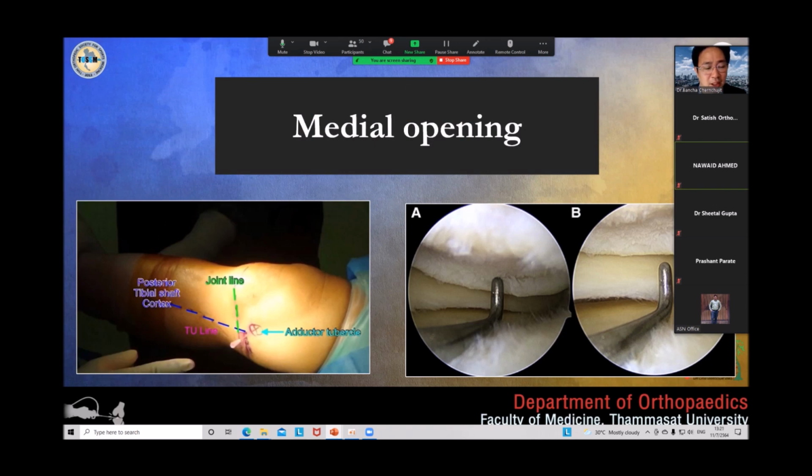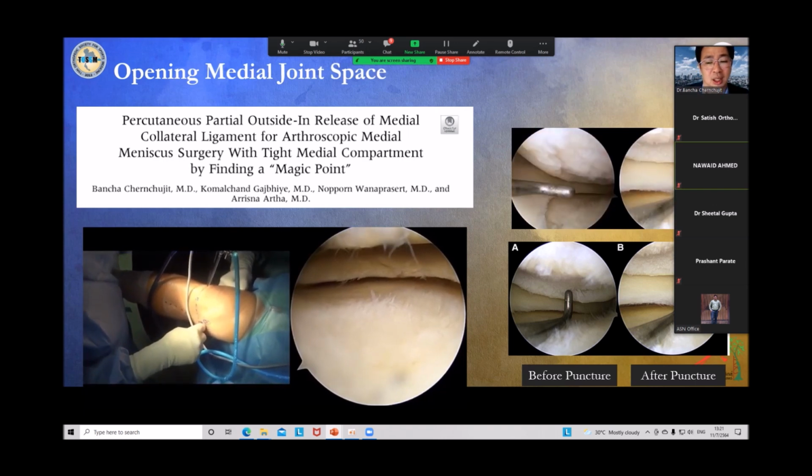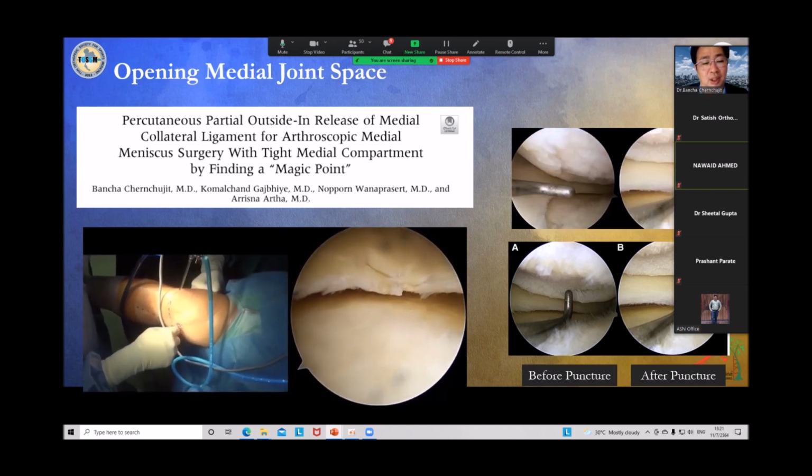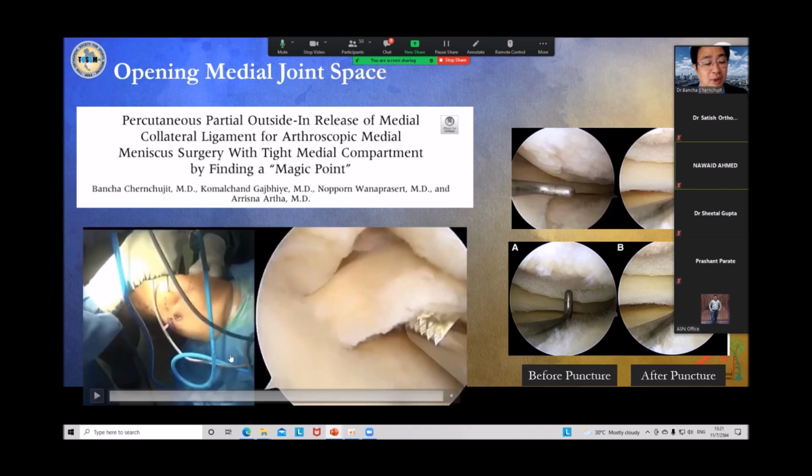For the exposure, I think it's quite important when you're doing the root repair. So the medial opening of the pie-crusting is quite important. I propose the technique we call the magic point. So this magic point is quite important. You can do the release. So you look at the video.